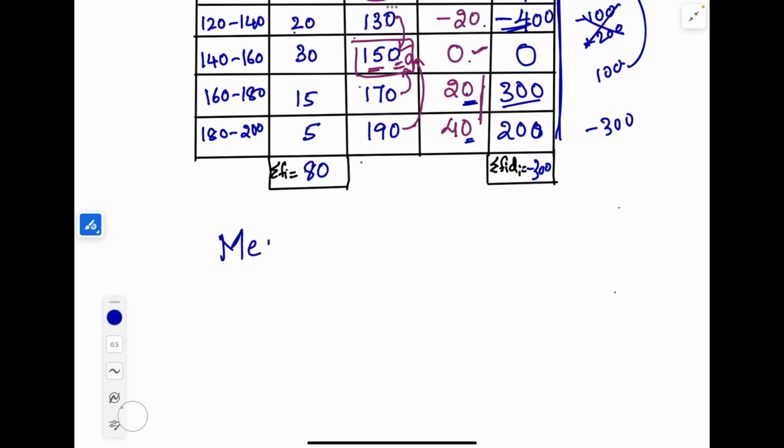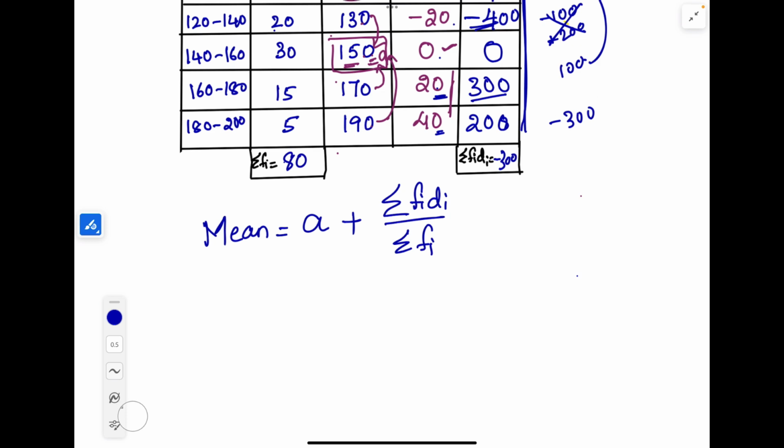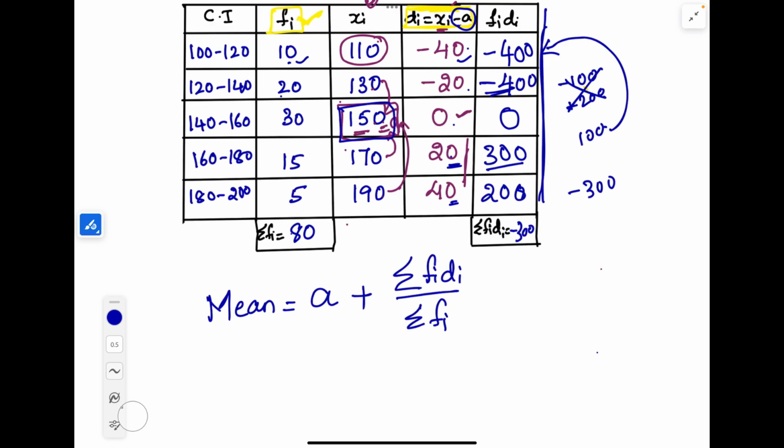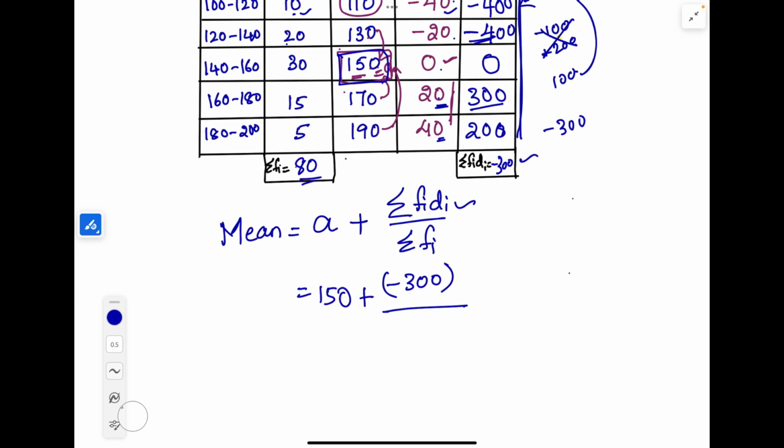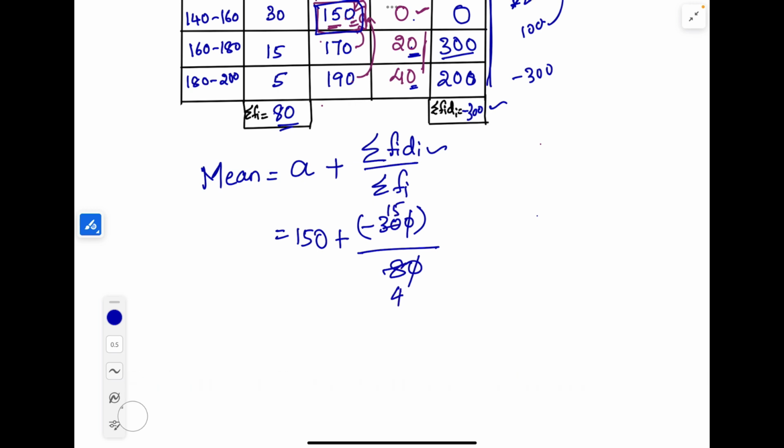Okay. Now the formula for the assumed mean is, we have subtracted A here, so let us add that A in the formula. A plus summation of Fi di by summation of Fi. This is the formula. So what is the assumed mean we have taken? It is 150, right? So here 150 plus what is sigma Fi di, which is minus 300, by sigma Fi. Fi is 80. Calculate, we will be getting 2 times 4, 2 times 15.